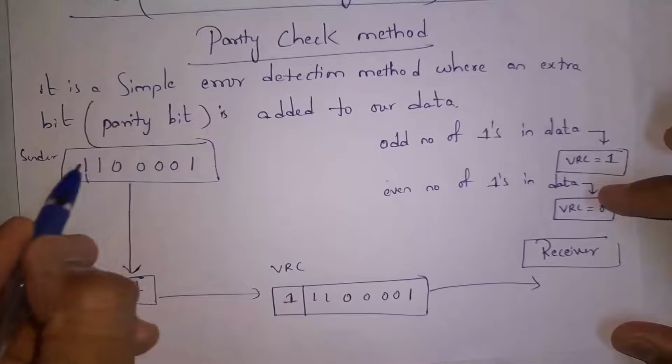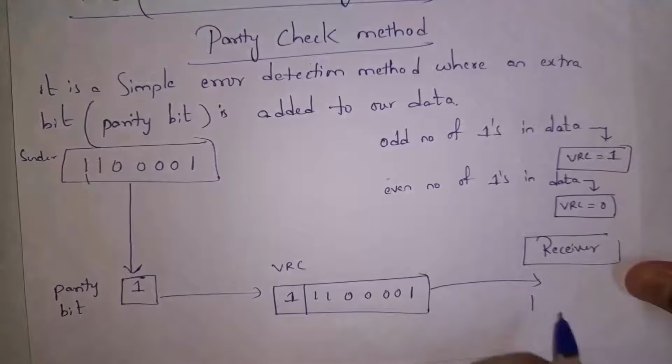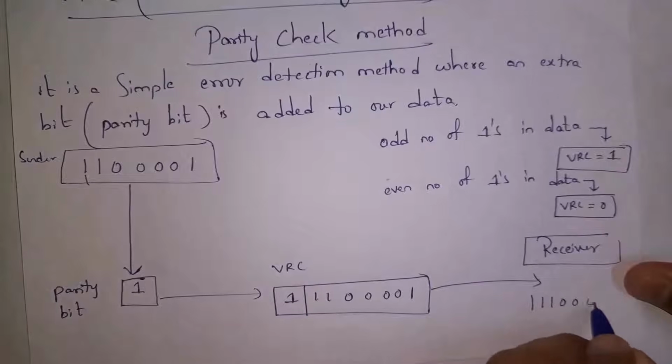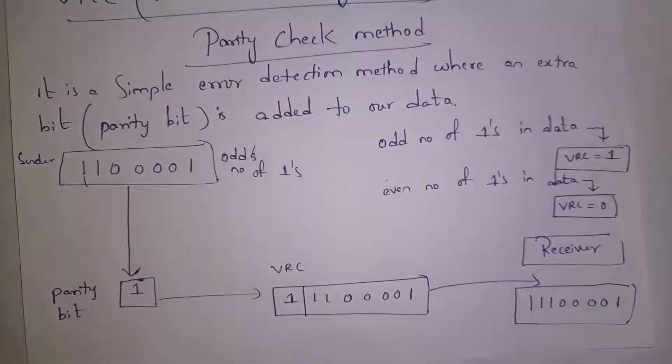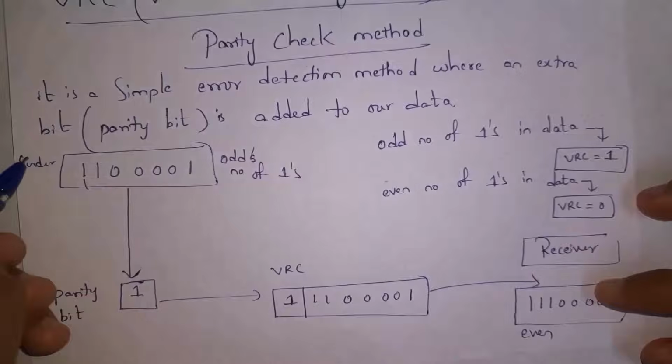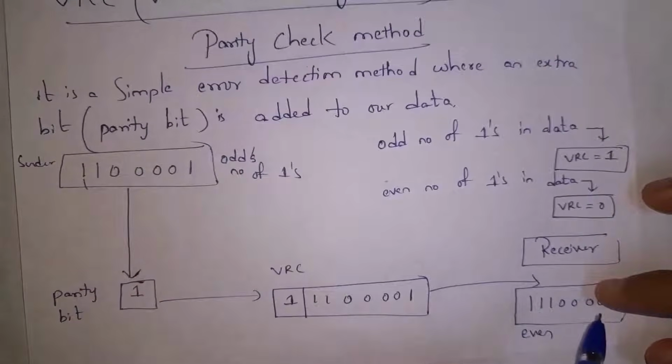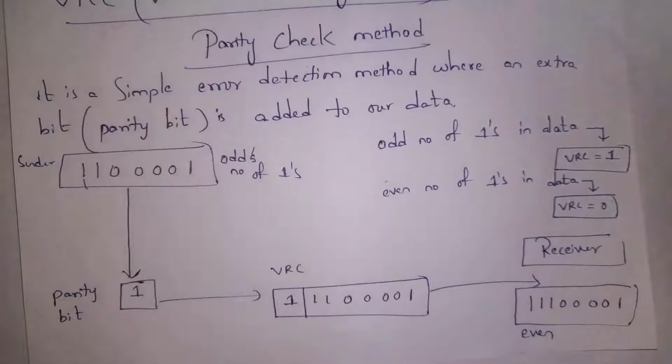This is the sender's data, and the receiver will receive data like 1, which is the parity bit, and 11000001. This is the data received by the receiver. Now based on this parity bit, the receiver will identify whether the data contains errors or not. As the sender's data contains an odd number of ones, and we are adding an extra bit, that is 1, the receiver receives both the parity bit and the actual data. Now here the count will be an even number of ones. In total there are 4 ones: 1, 2, 3, 4. If the sender's data contains an odd number of ones, then the receiver's data must have an even number of ones. If the receiver receives data with an even number of ones, then the data is correct. The receiver got data without any errors.